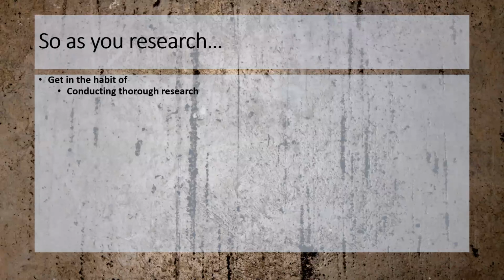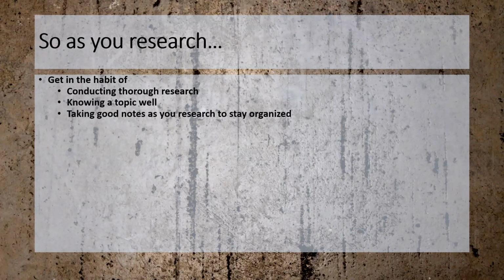So you want to conduct thorough research to get to the truth, to understand a topic from all sides. Know a topic well. Take good notes as you research to stay organized. This refers both to the content of your sources, but also just the citation information, right? When you find a source you think is going to be useful, if it's online or even a journal, sure, bookmark it, but don't just bookmark it, download it. And at the very least, type up some quick notes about all the citation information so you've got it.